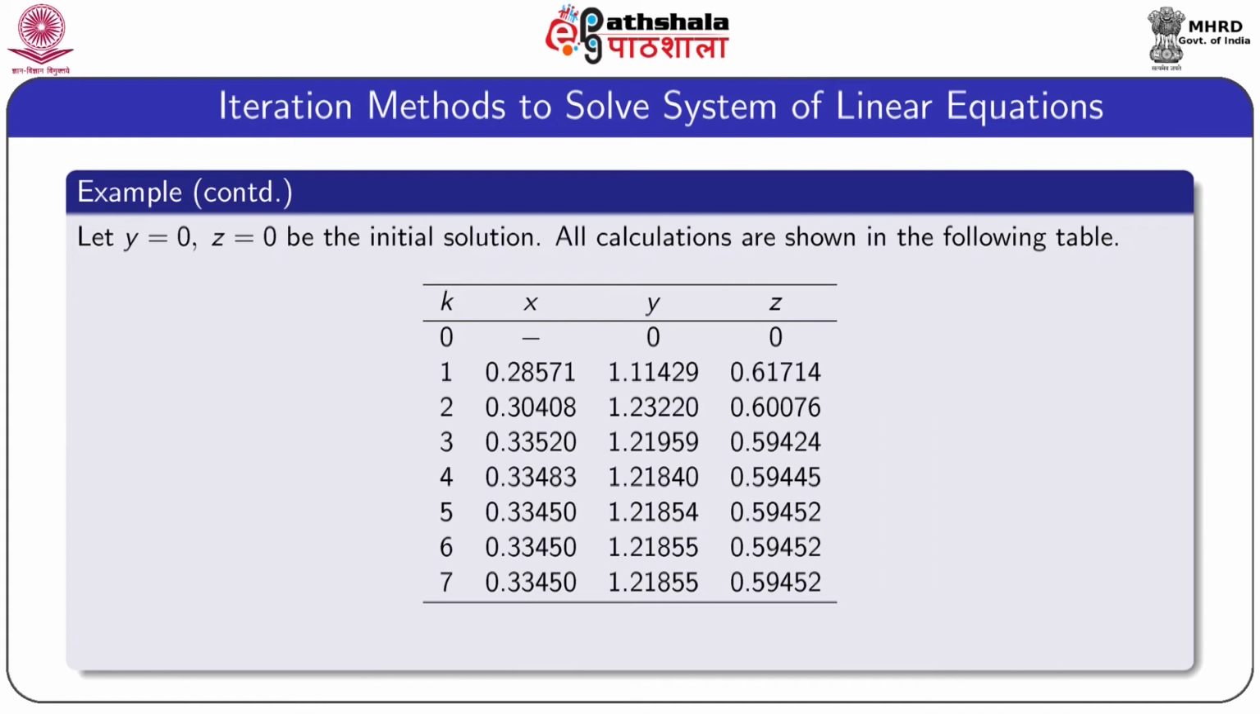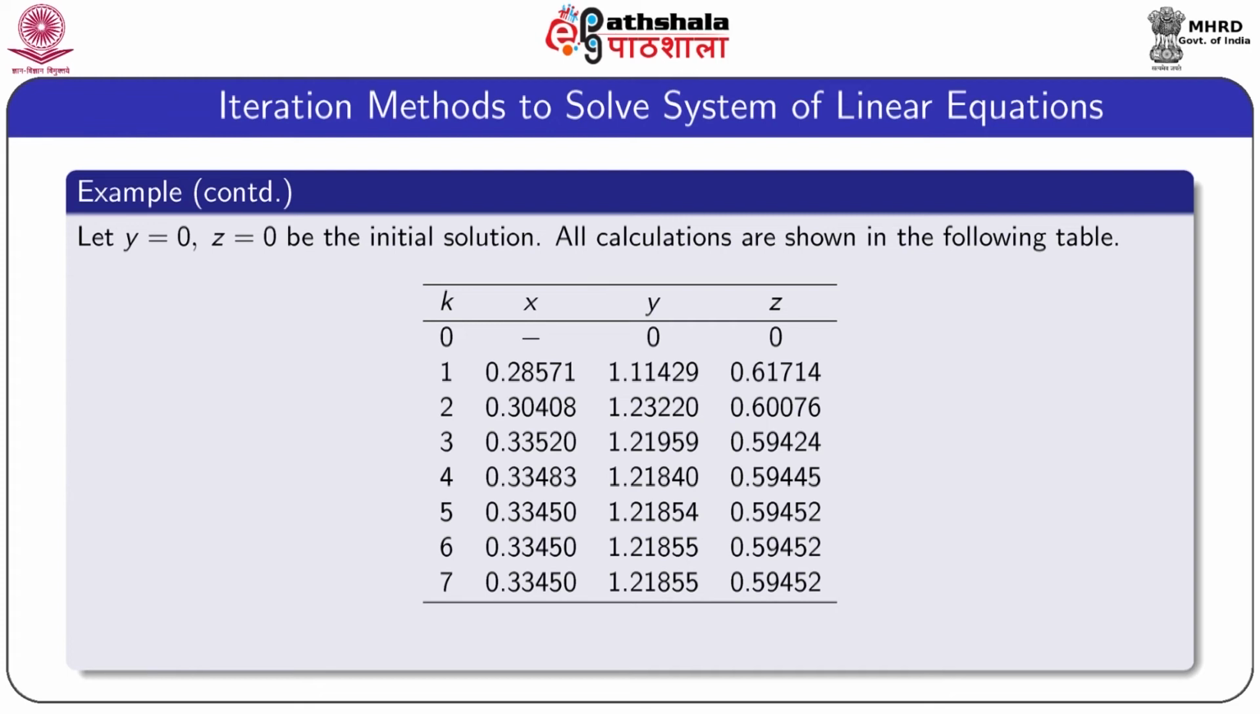Let y equal to 0 and z equal to 0 be the initial solution of the given system, and all calculations are shown in the following table. Note that the first iterated value of x is 0.28571, and this value is obtained from the first equation by putting y equal to 0 and z equal to 0. The first iterated value of y, that is 1.11429, is obtained by substituting the value of x equal to 0.28571 and z equal to 0.